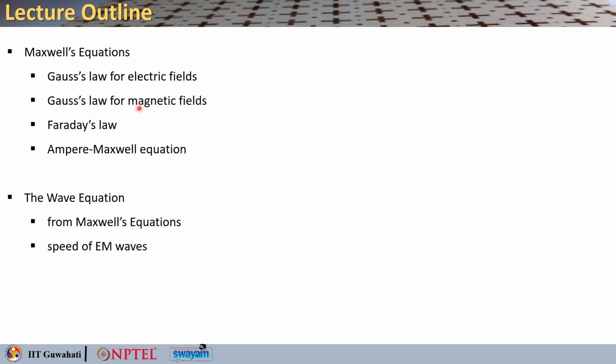The second one, as all of you know, is Gauss law for magnetic fields, then Faraday's law, and then we will look into Ampere's equation and what Maxwell contributed to that, which has finally become the 4th equation in that set of Maxwell's equations, also known as the Ampere-Maxwell equation. From that we will see how we can obtain the wave equation from the Maxwell's equations and also how we can obtain the speed of electromagnetic waves.